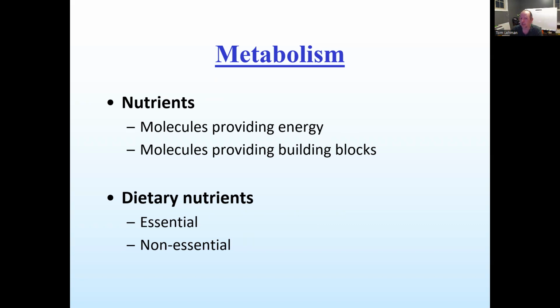I'm not going to teach you what are good and bad foods, but I do want to take a moment to talk about the difference between essential nutrients and non-essential nutrients. Essential nutrients cannot be made by your body. They are essential to a good diet. Non-essential nutrients can be made by your body.